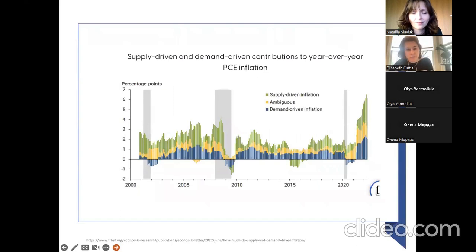So this is a nice picture put together, from the Federal Reserve Bank of San Francisco. They have looked at the supply and demand and unknown, ambiguous sources of inflation. And you can see the yellow area. That's the ambiguous. We don't know where a lot of inflation today is coming from. We don't know what side, whether it be supply side or demand side. You can see the ambiguous section, the yellow parts, is bigger today than it has been in the past. So less certain of where inflationary pressures are coming from.